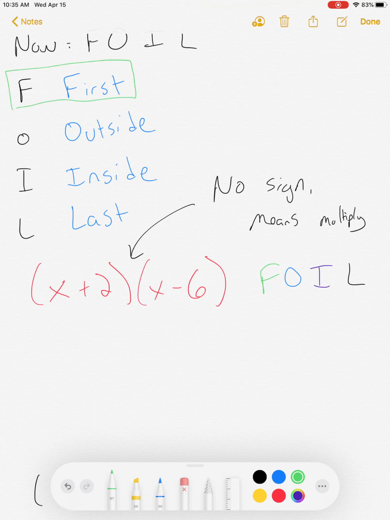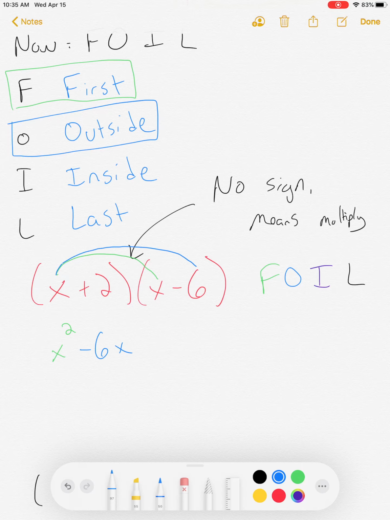Okay, so F in FOIL stands for first. So what that means is I'm going to multiply the first term in both sets of parentheses. So I'm going to do x times x, which is x squared. Okay, next up, O in FOIL. O stands for outside. I'm going to multiply the 2 terms on the outside. So x is on the outside of this one, and 6 is on the outside of this one. X times negative 6 is minus 6x. So if you look here, I distributed my x to x and x to negative 6.